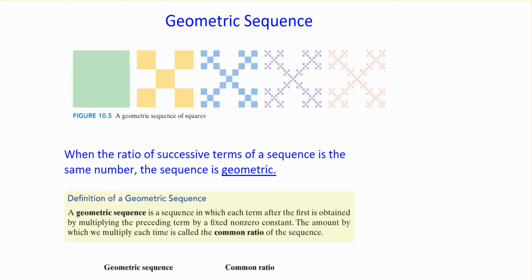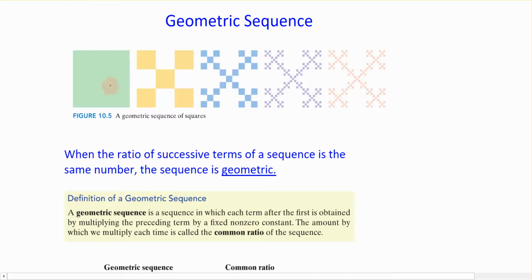Another sequence that we want to look at in this chapter is called the geometric sequence. We talked already about an arithmetic sequence where some value is added each time, and that was the common difference. But in a geometric sequence, we're actually going to be multiplying by the same number, and it has to do with the ratio of successive terms in your sequence.